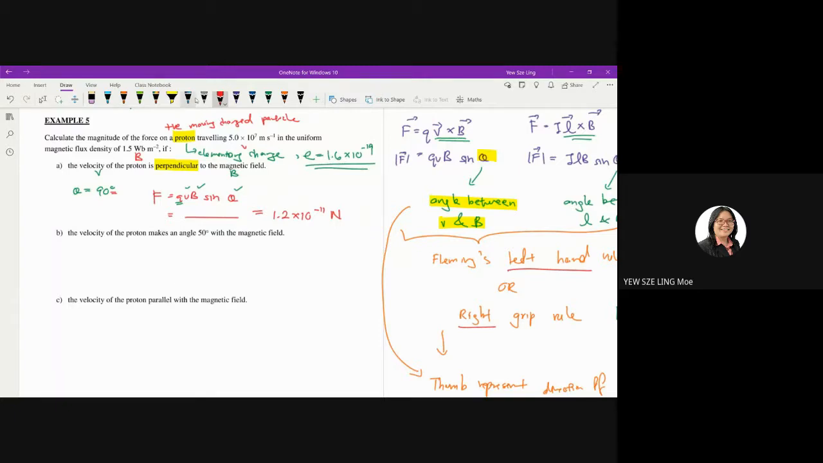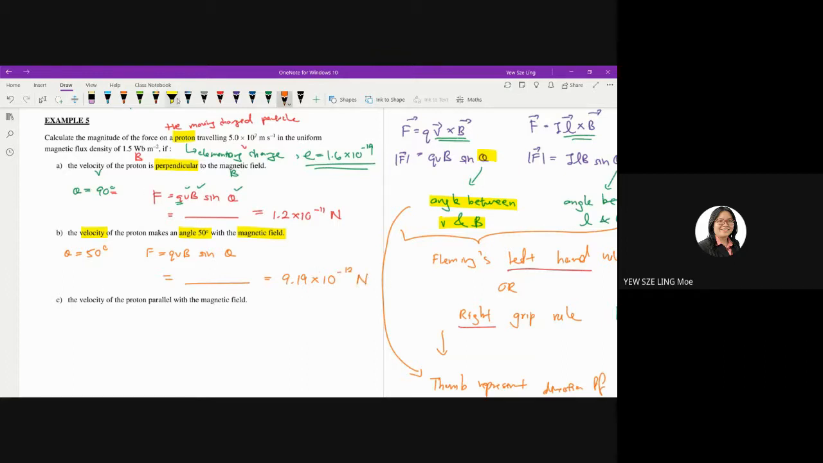For question B, basically you just repeat the same thing. Now you have an angle of 50 degrees between the velocity and the magnetic field. So theta is now equal to 50 degrees, and F once again is equal to QVB sine theta. Plug in the values. Eventually, you should obtain 9.19 times 10 to the power of negative 12 Newton.